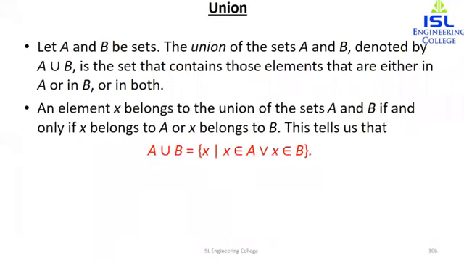An element X belongs to the union of the sets A and B if and only if X belongs to A or X belongs to B. And this tells us that we are using the connective OR. And if you remember, I have told you something about Venn diagrams in the last class. So what will be the Venn diagram of union? So the Venn diagram of union will be this.